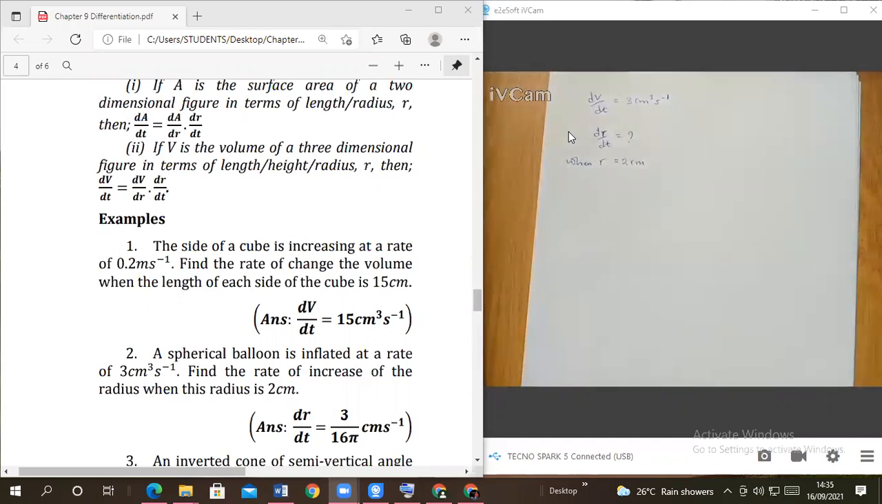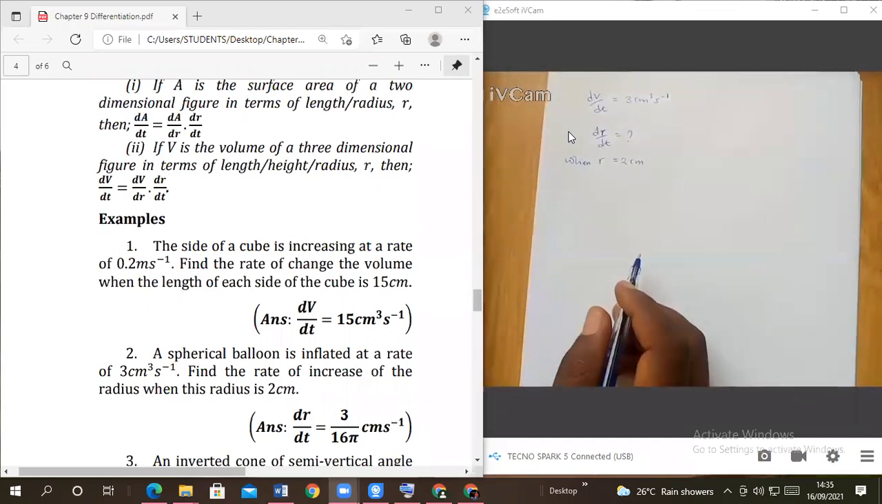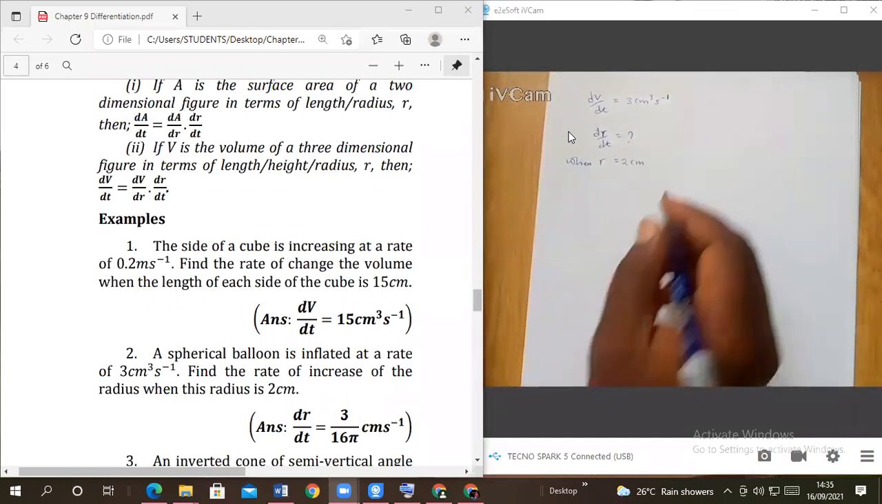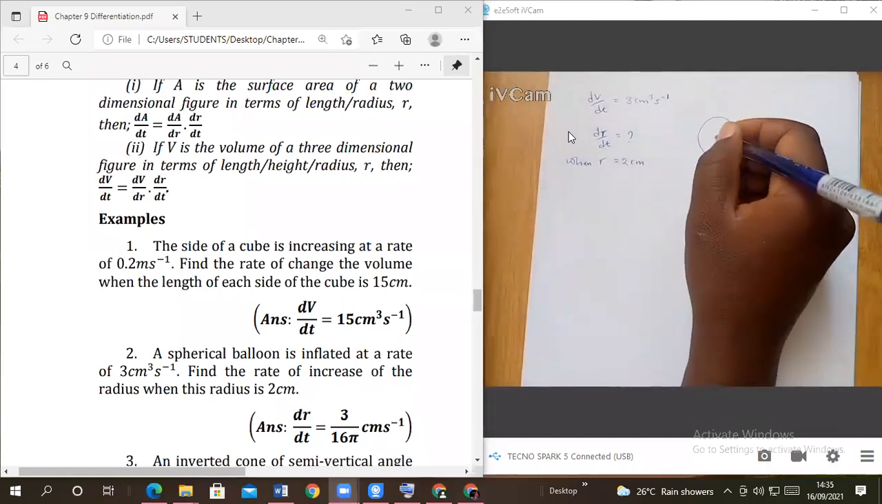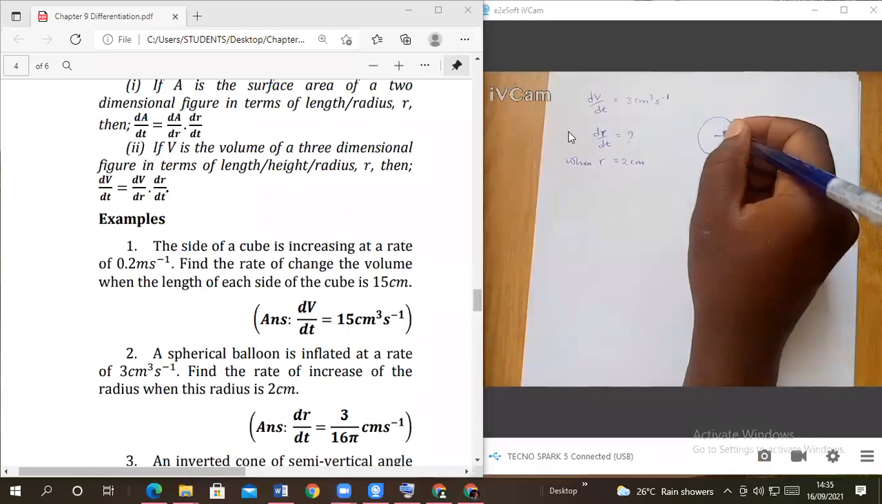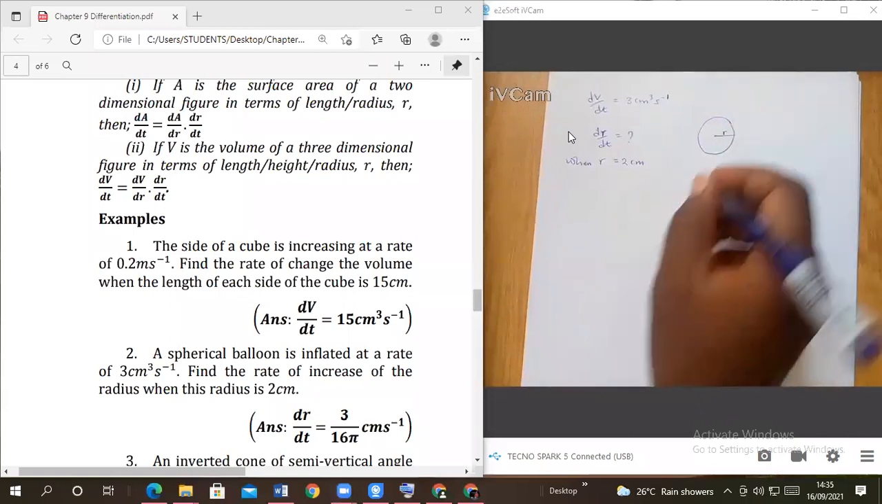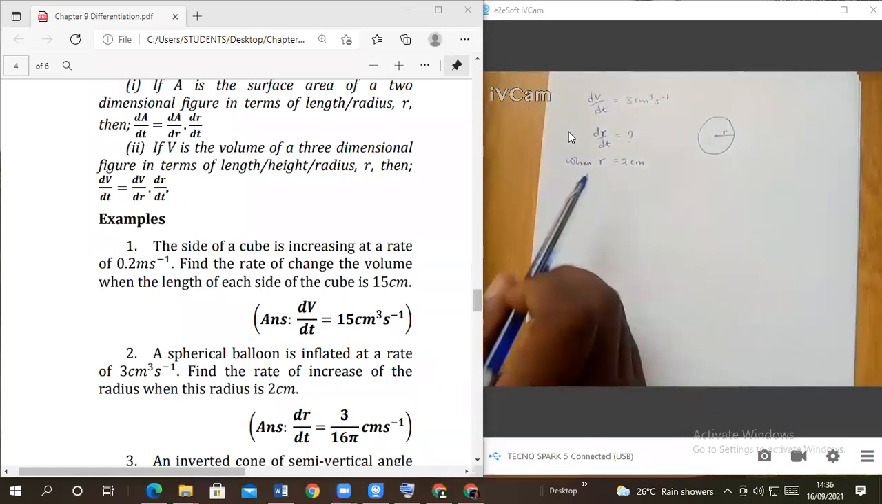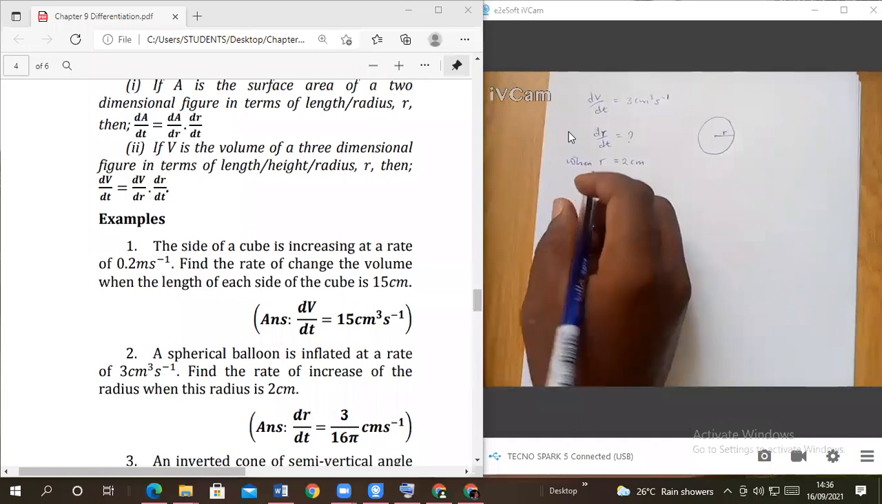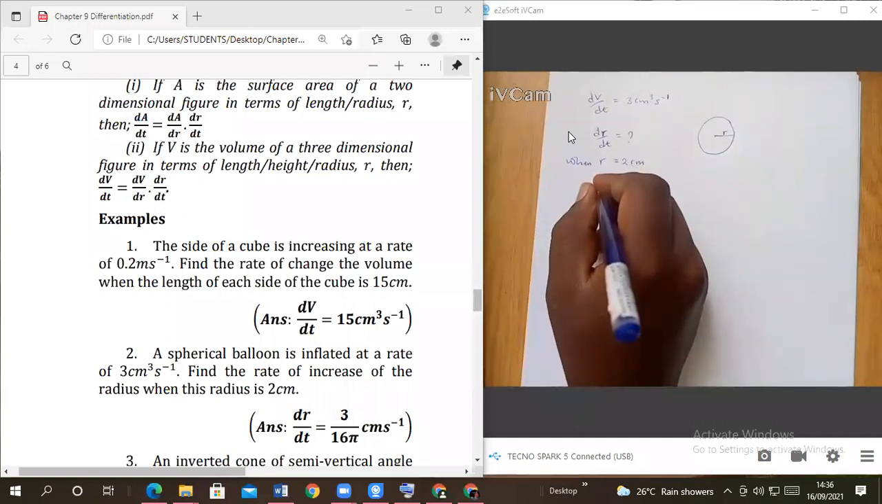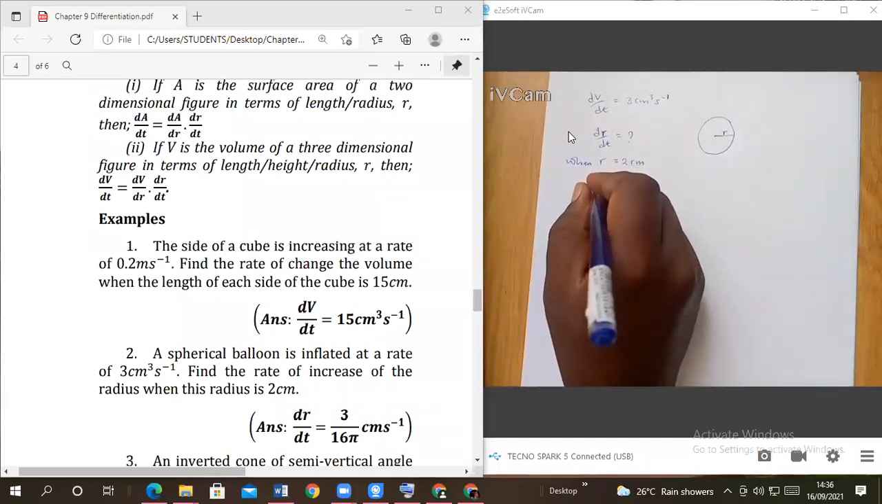So you look at the figure they are talking about. It is a sphere. Then its dimensions are in terms of the radius. So we are relating the volume and the radius. Therefore, we have to first quote the formula we use to find the volume of a sphere. What is the formula for finding the volume of the sphere?